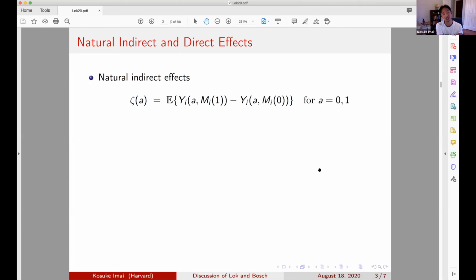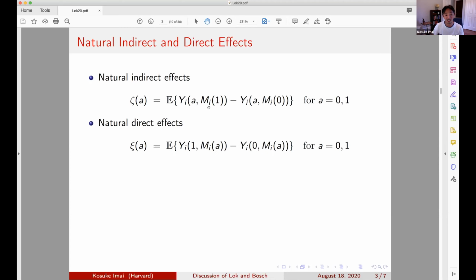Okay, so I wanted to put this in the notation that I'm a little bit more used to. So this is the natural indirect effect, where you fix the treatment to A and then change the mediator from the natural value under the control condition to the treatment condition. A natural direct effect is the opposite. You fix the mediator at the natural value under the treatment condition A and then change the treatment from 0 to 1. So this is the standard natural indirect and direct effects.